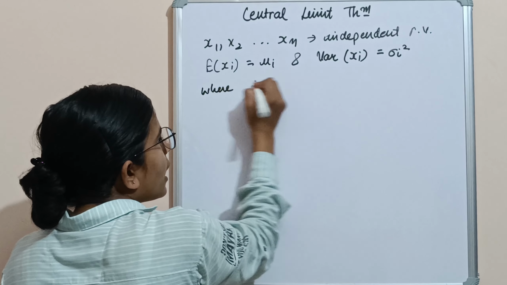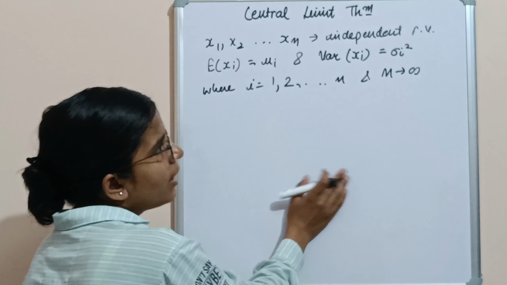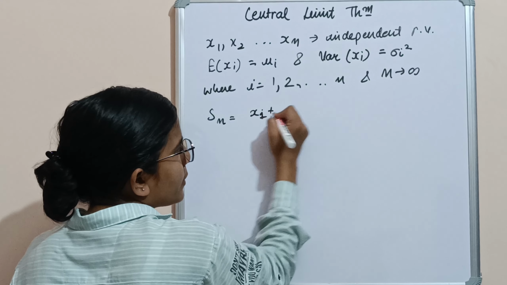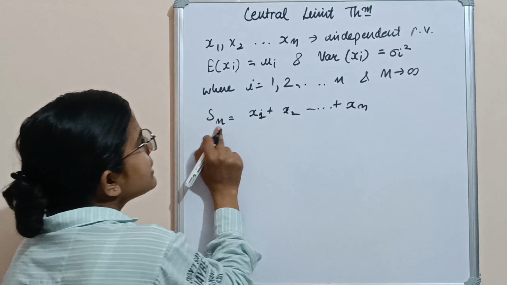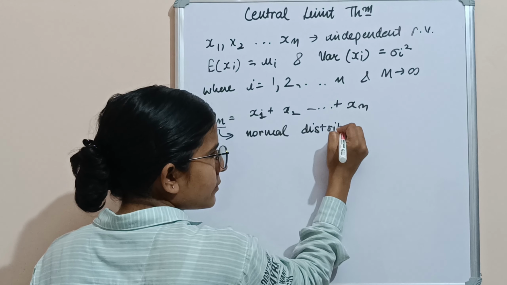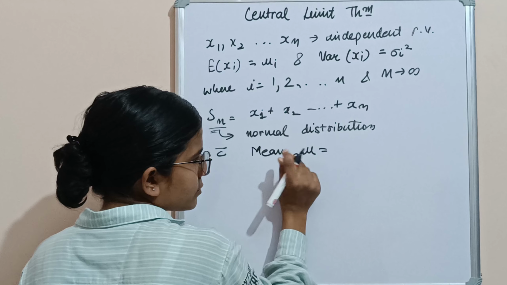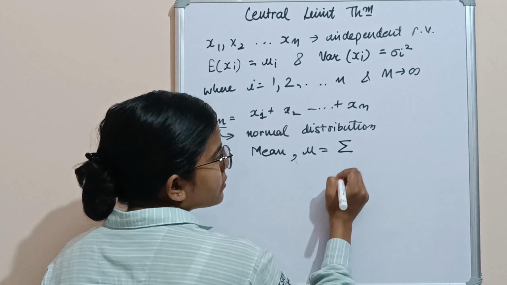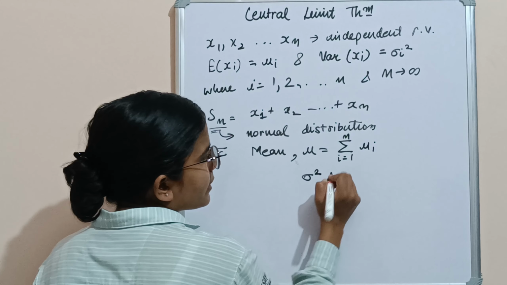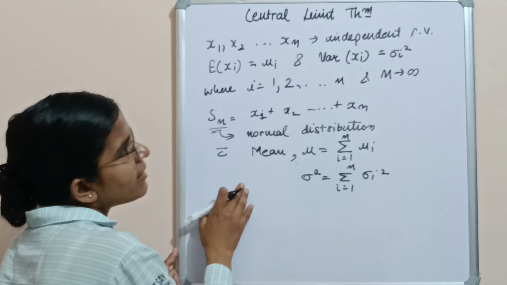where i equals 1 to n and n tends to infinity, then the summation of these random variables, Sn equals x1 plus x2 till xn, follows a normal distribution with mean mu equals summation i equals 1 to n of mu i, and its variance will be summation i equals 1 to n of sigma i square. So this is our central limit theorem.